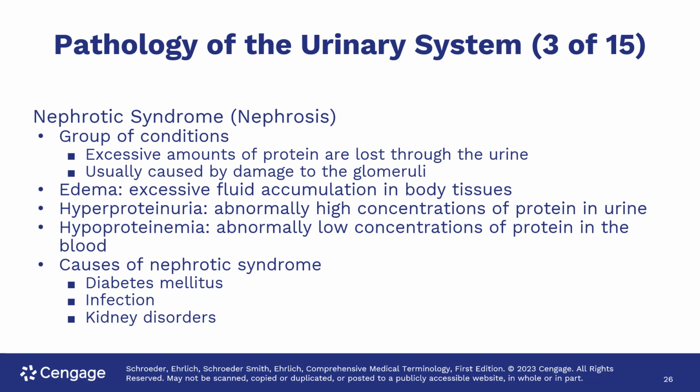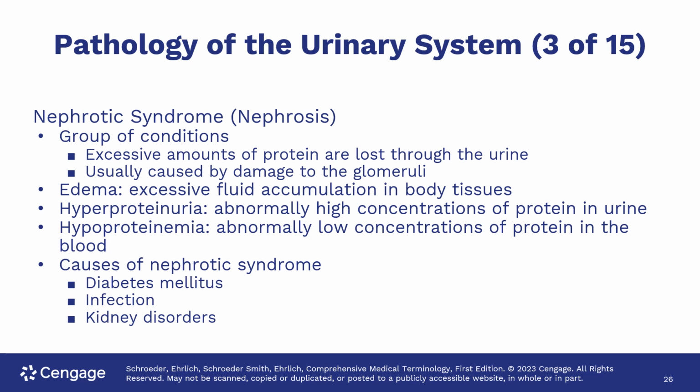Nephrotic syndrome or nephrosis is a group of diseases where excessive amounts of protein are lost in the urine, usually because the glomeruli are damaged. Causes can be from diabetes or infection commonly. Edema is swelling due to fluid accumulation in the tissue.